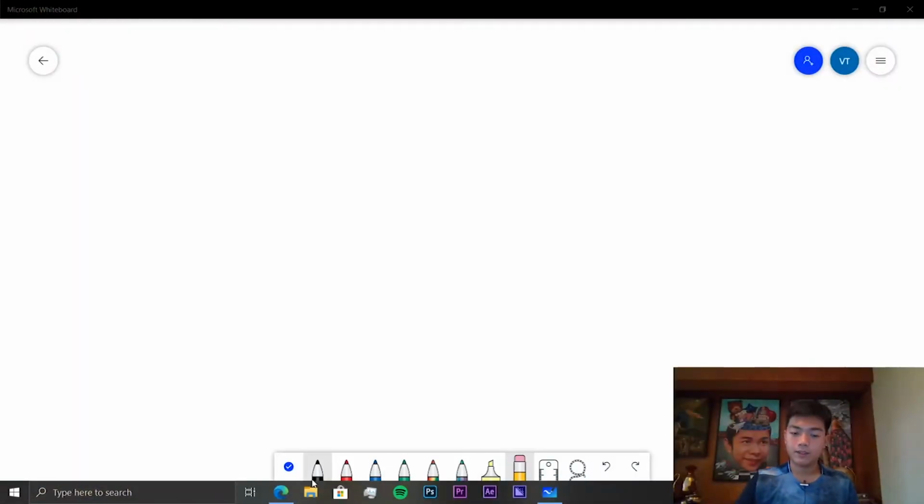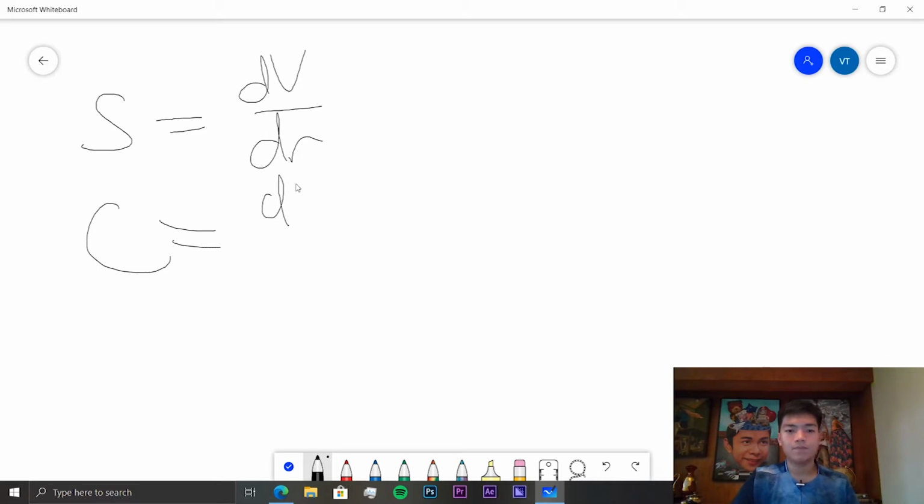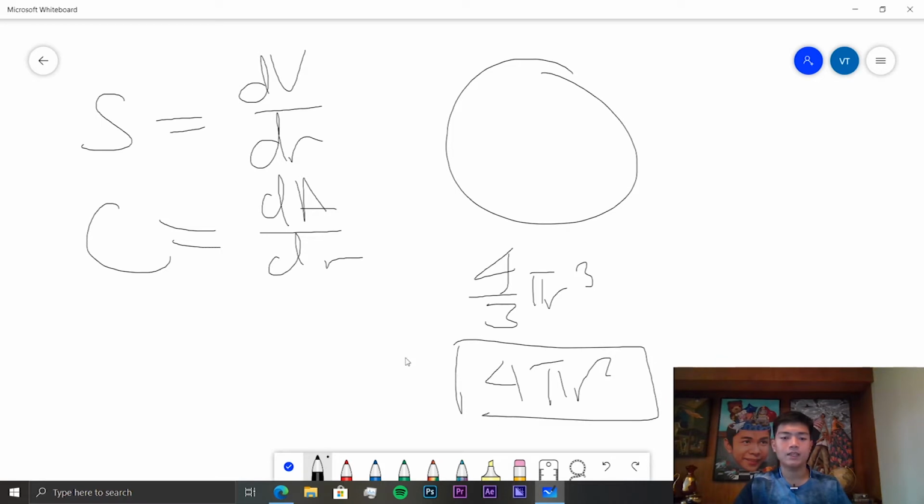So the next and final thing we have to cover is the volume and surface area of 3D shapes. The first thing we need to realize is that surface area is equal to the derivative of volume with respect to radius, just like circumference is the derivative of area with respect to radius. We can see this with the volume of a sphere. We know this is 4/3 pi r cubed, and if we take the derivative, we simply get 4 pi r squared, which is indeed the surface area. So this is an important thing to know.